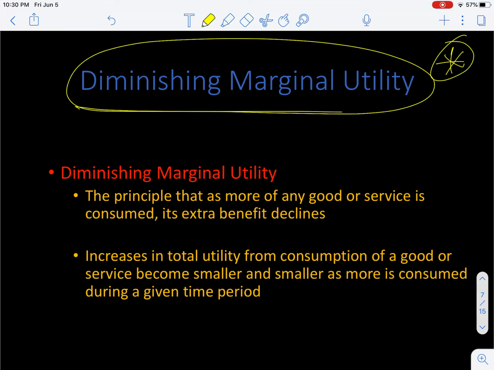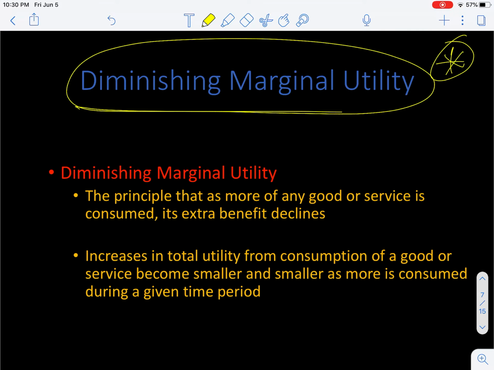So it's the idea that as you consume more and more of something, the marginal benefit, the extra benefit from incremental units, goes down. And we see this with just about everything. The longer you do something, generally the less utility, happiness, satisfaction, enjoyment you get from incremental units.